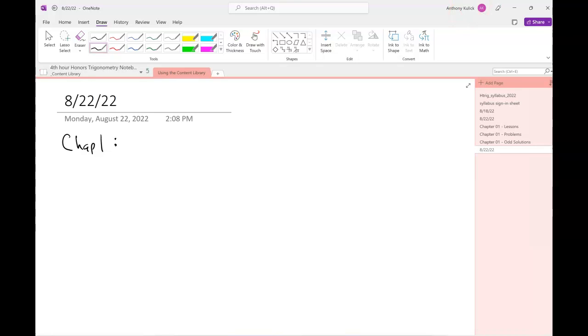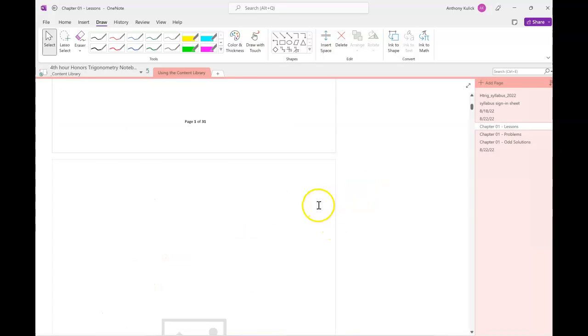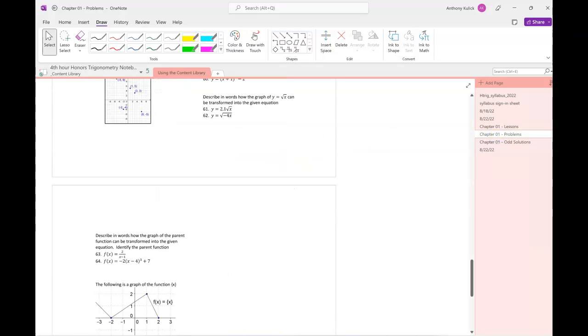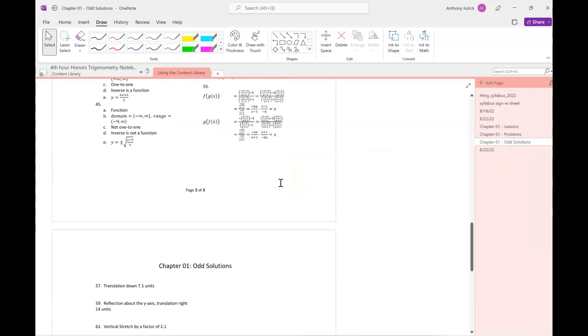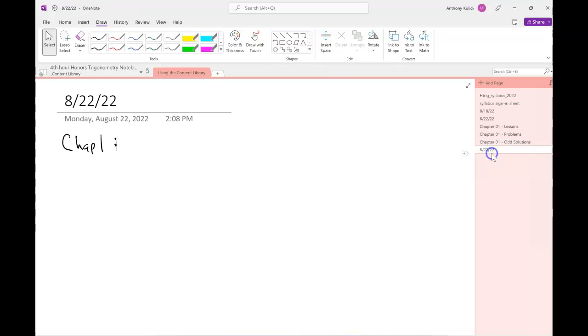What I've done here is I've taken all of the book pages from chapter 1 and the homework problems from chapter 1 and the odd solutions for chapter 1 and dropped them here into OneNote for you so you can see them all without having to download stuff and have another window open. You can just toggle back and forth between stuff inside of OneNote.